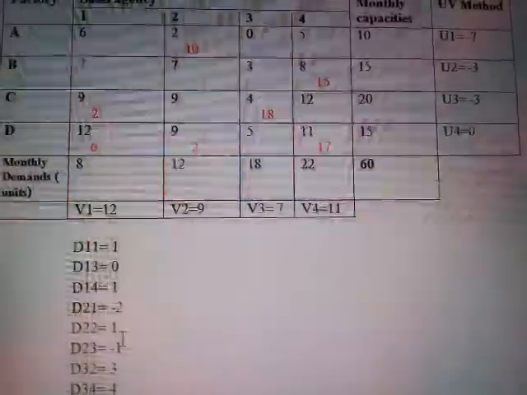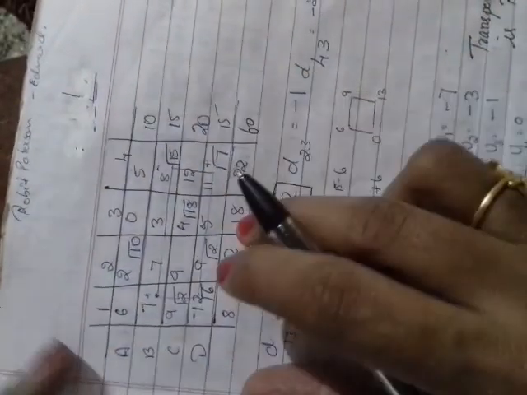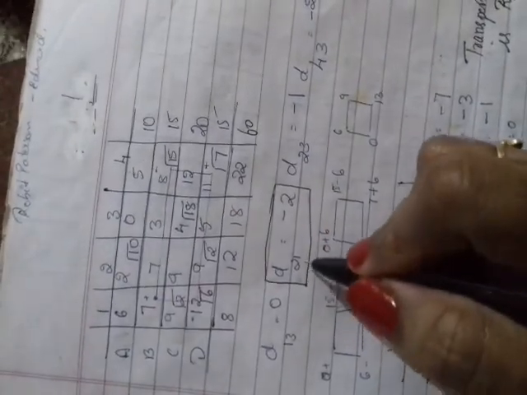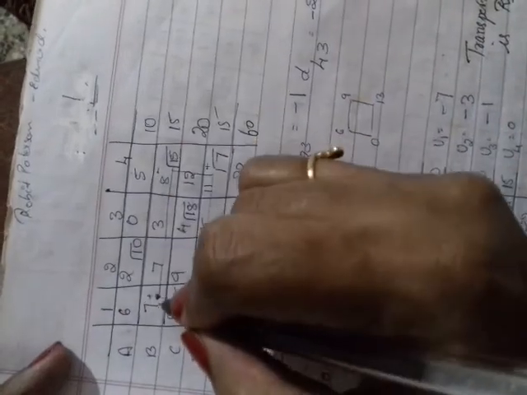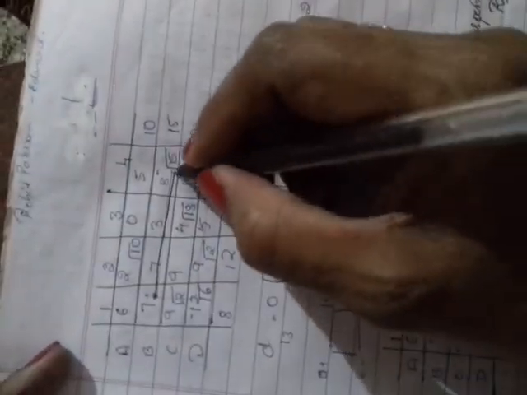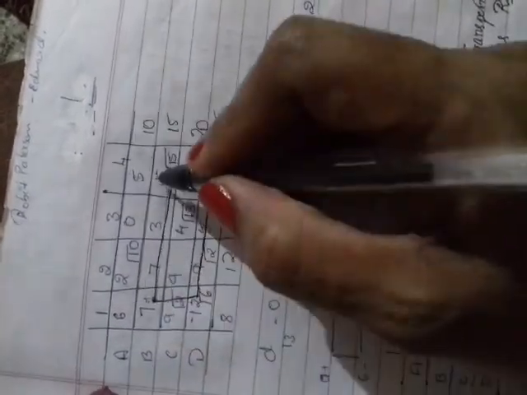Wait, I will show you now. See, this is our cell. So I am going to take D21 equal to -2. From there I am going to start a loop. You can draw from here one line horizontal and vertical, and again horizontal and then vertical. This is the plus incoming cell, then minus, plus, minus, done here. So plus sign, and this is minus, and this is plus, and this is minus.